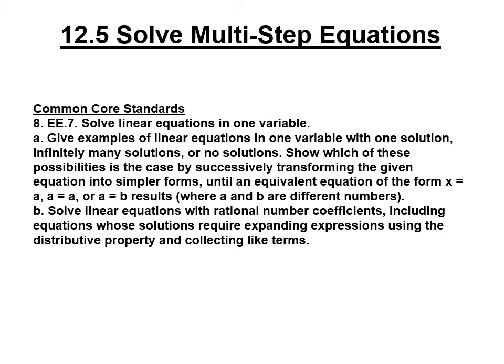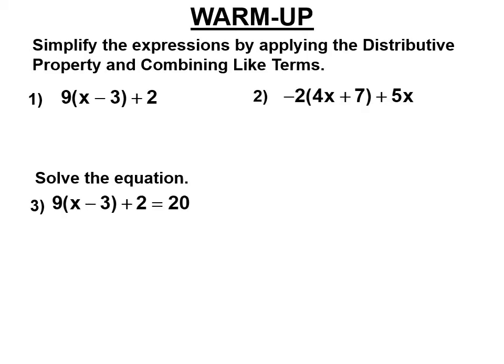So in 12.5, we're sort of going to combine what we have learned with combining like terms and distributive property. So let's remember how to simplify quick expressions. These are expressions. You get 9x minus 27 plus 2. You are never allowed to leave like terms. You always have to combine them. So this becomes 9x. Negative 27 plus 2 is negative 25. That becomes 9x minus 25.